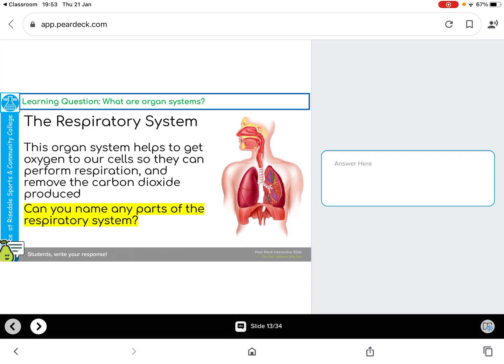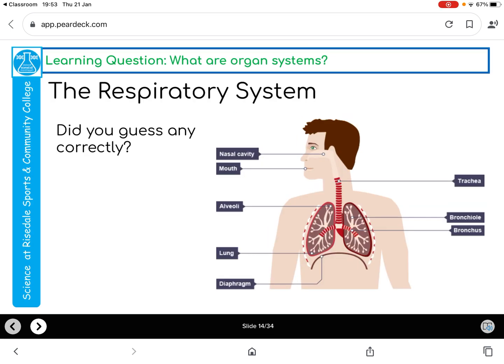Okay, the next one was called the respiratory system. This organ system helps to get oxygen to our cells so they can perform respiration. And it also makes sure that carbon dioxide is removed, because carbon dioxide is toxic. So if we look at these different organs or body parts, air can enter our body through the nasal cavity, which is the two holes in your nose, or through your mouth. Both of those tubes will join together.